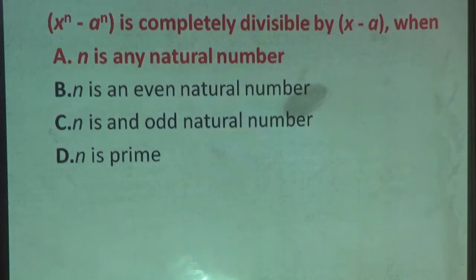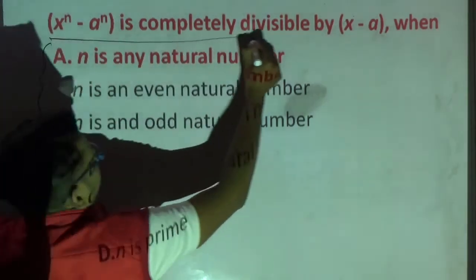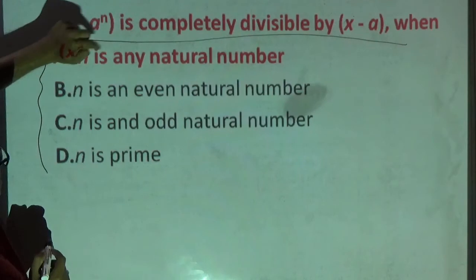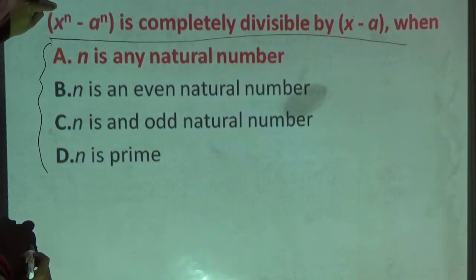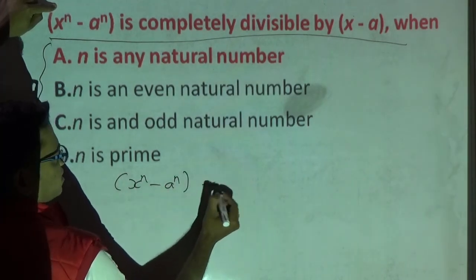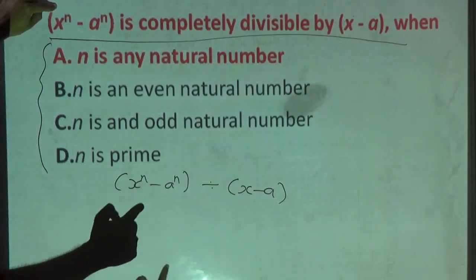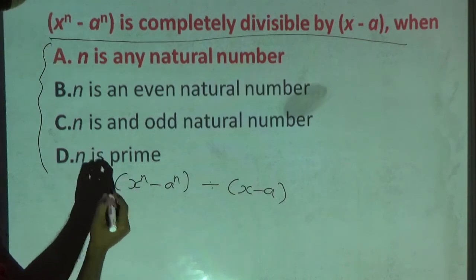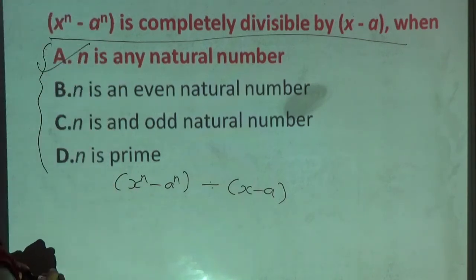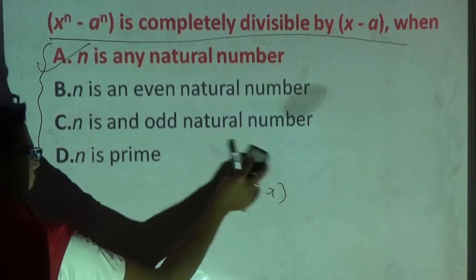Now, x power n minus a power n is completely divisible by x minus a. These are the options. The question is this much only. Option A, if n is any natural number. So I already told you in the beginning itself. x power n minus a power n is divisible by x minus a for any value of n being a natural number. See, in the previous session I told you. It is a direct concept they have given. So the answer for this question is option A, that is n being any natural number. I have already explained this here, right? That's it.